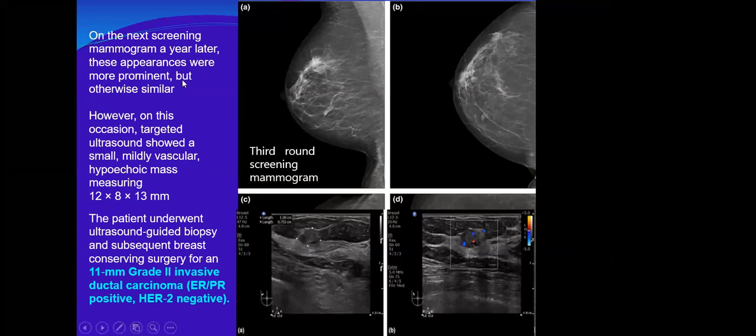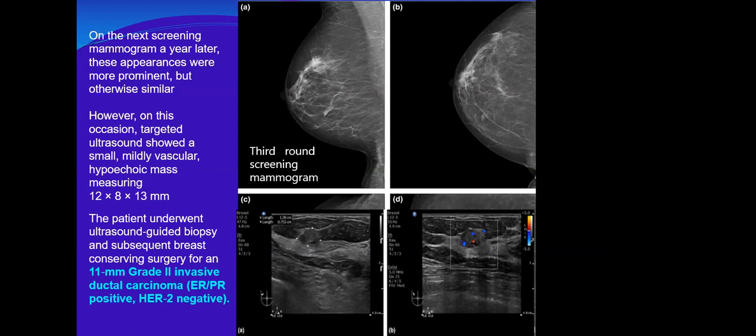On the next screening mammogram, one year later, it is more prominent but otherwise similar. As we mentioned, it is still a focal asymmetry, but more prominent. However, targeted ultrasound shows a small, mildly vascular hypoechoic mass measuring about 1.3 by 1.2 by 0.8 centimeter and underwent ultrasound guided biopsy. The result was grade 2 invasive ductal carcinoma.